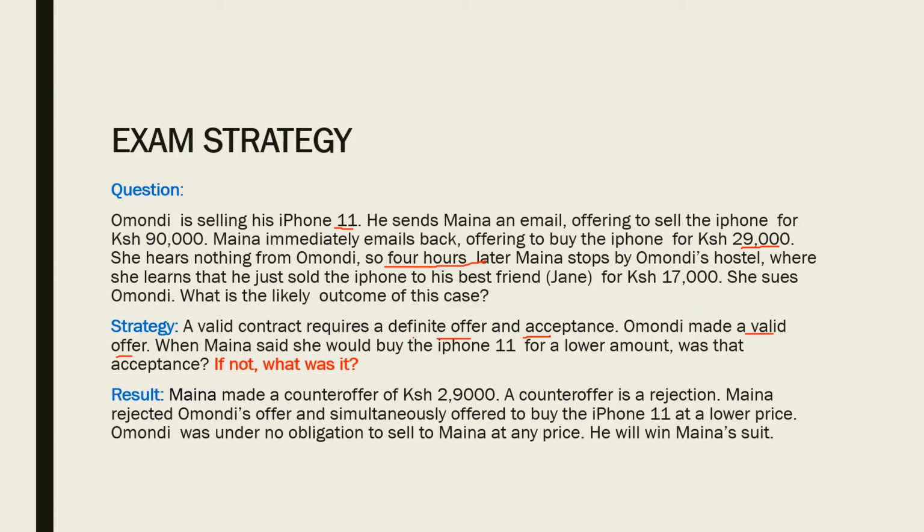So a counter offer is a rejection, and in this case Minor rejected Omondi's offer, and therefore the counter offer of buying the phone at a lower price was a rejection, meaning that Omondi was under no obligation now to sell the phone to Minor at any price, and that's why he went ahead to sell the phone. And in this case, when Minor sues, remember that Omondi will win this case. The takeaway point here is that a counter offer is a rejection. The offer was 90,000, buy my phone at 90,000. By responding that I'll buy the phone at 29,000, that is a counter offer, which is a rejection, meaning that Omondi is not under any obligation to sell that phone to Minor, and Omondi had the right to sell the phone at a cheaper price to his best friend called Jen.